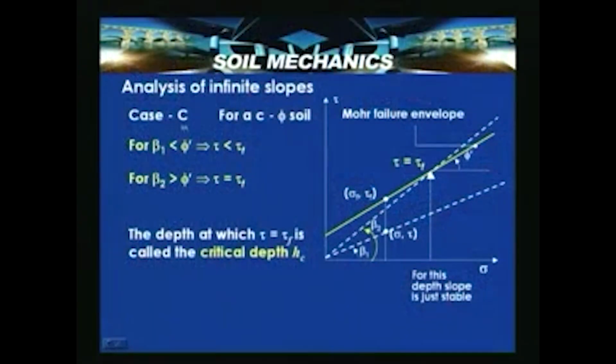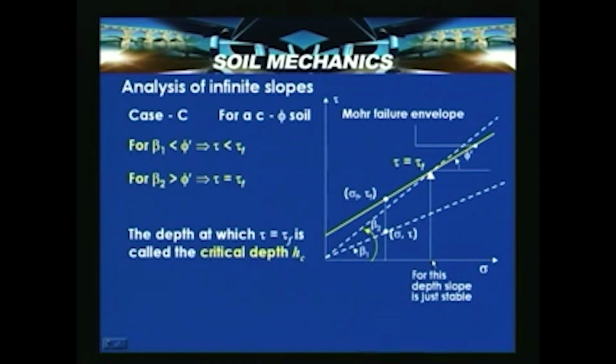Let us consider case C once again for a C-phi soil, now in the tau-sigma plot. Let us consider beta 1 is a certain slope inclination and beta 2 is another slope inclination, and this is the Mohr-Coulomb failure envelope, where the intercept is c dash and phi dash is the angle of this particular envelope. Now, for beta 1 less than phi dash, tau is less than tau f, that means the slope is under stable condition.